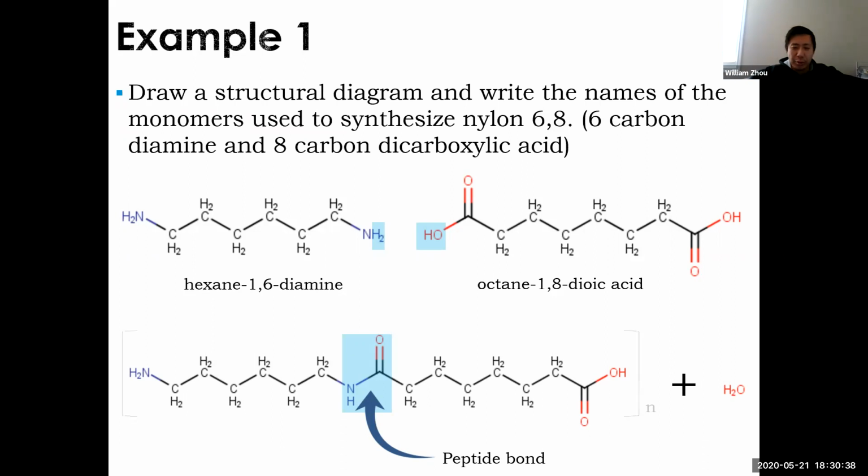And if you were to just repeat this, this will become a polymer of nylon 6,8. So this subunit right here, this whole thing will be the monomer. Does that make sense? This is quite a difficult question. You have to basically figure out how to draw the ingredients that make up the monomer. Once you get that, you can tell me what the monomer is. Do we have any questions?